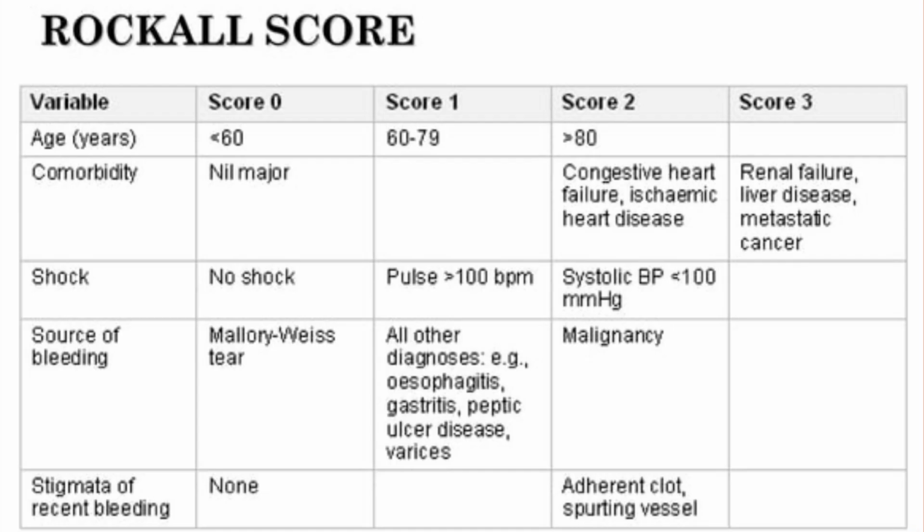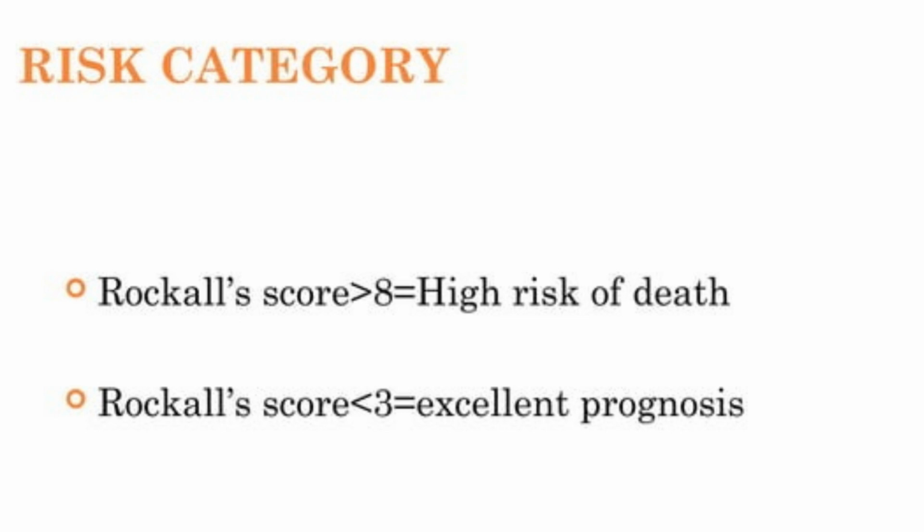How will we assess severity of upper GI bleeding? We will use a scoring system called Rockall Score. This scoring system has 5 parameters: age, comorbidity, shock, source of bleeding, stigmata of recent bleeding. A total score of more than 8 indicates high risk of death. A total score of less than 3 indicates excellent prognosis.